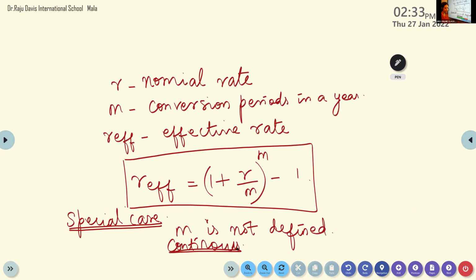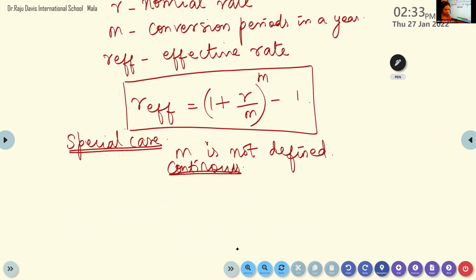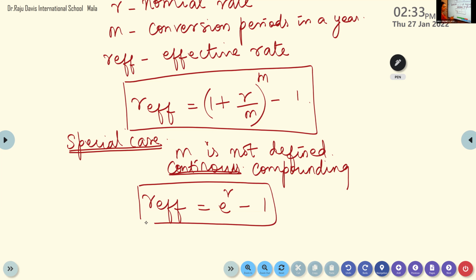In other words, continuous compounding. If continuous compounding is done, we don't know how long or how many times we have to do it. That is the number of years we don't know. In that case, the effective rate of interest is equal to e raised to r minus 1. e stands for the exponential value.